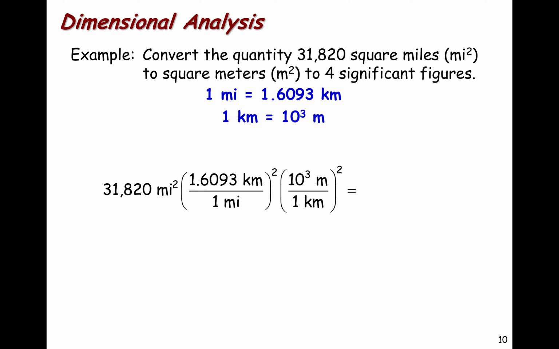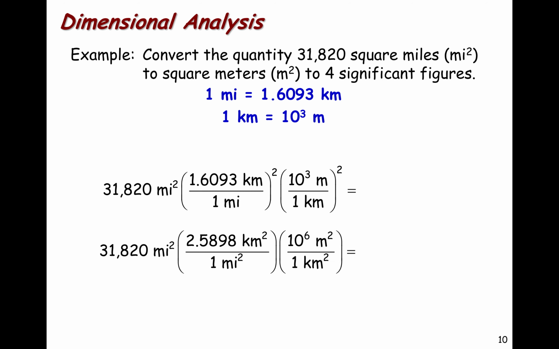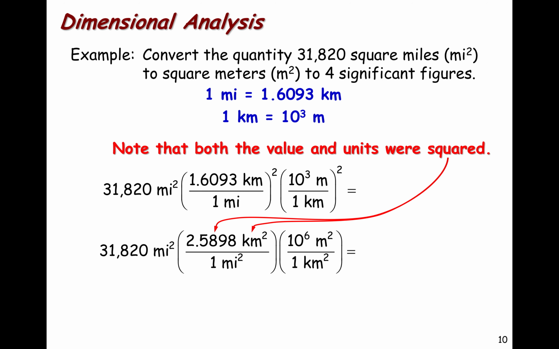That means that we are going to need to square our conversion factors. When we have the square outside of the parentheses, those units will also be squared as well as the number. So if we distribute that square into the unit, we also have to distribute the square into the numbers, and then we can cancel our units. Canceling both the miles squared and the kilometers squared. Now we arrive at the unit, which is the desired answer.